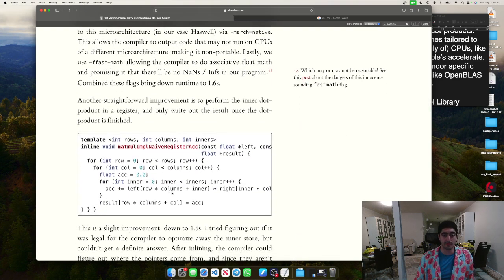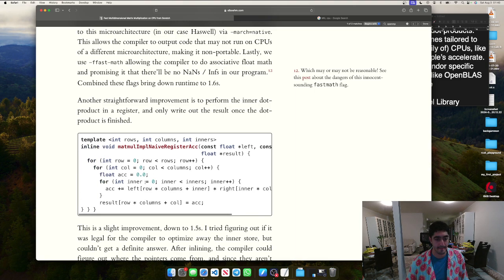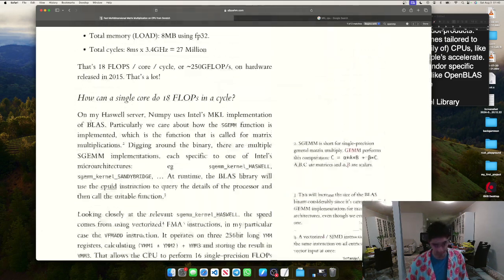Another straightforward improvement is to perform the inner dot product in a register and only write out the result once the product is finished. So if you do this, you keep that in a register. But if you do this, probably you just keep loading it from memory.